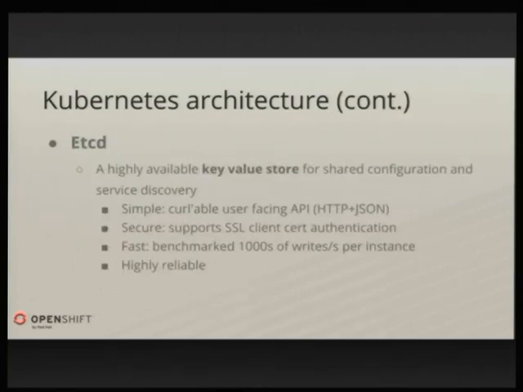So what glues? What is the transport mechanism that Kubernetes uses internally to relay the information between masters and minions? That's etcd. So etcd is a highly available key-value store for sharing the configurations and the service discovery between systems, between virtual machines, for example. Etcd is very simple. It has an HTTP REST interface that is curlable. You can just use curl to create, delete, all kinds of these operations.